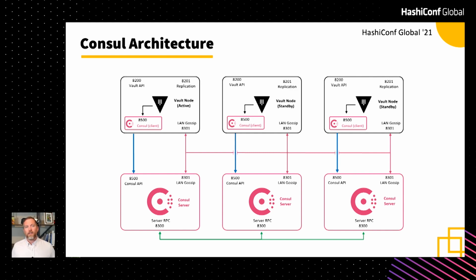We've got a lot of different ports and protocols that are involved with using Consul as our storage backend. You can see we've got our traditional ports that Vault uses, our 8200 and our 8201. But then we also have to introduce all these other ports that Consul requires.